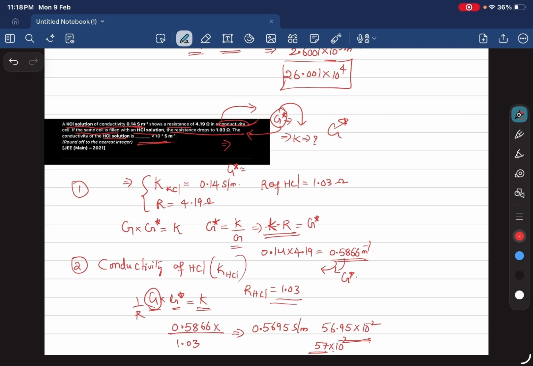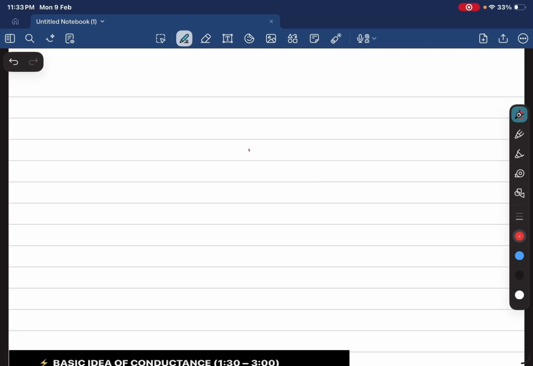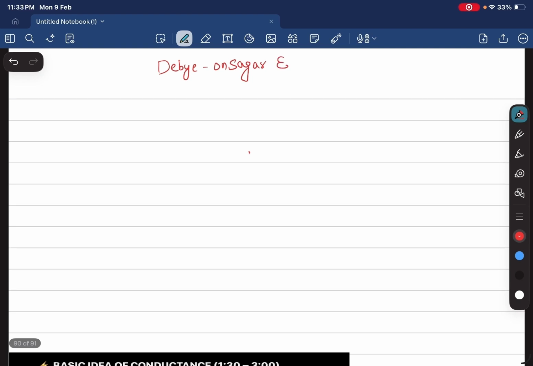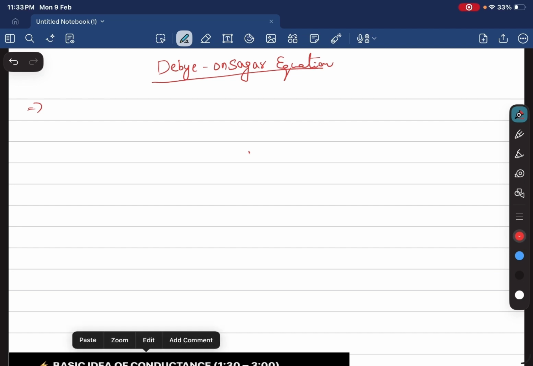Yes, students, we'll continue with the Debye-Onsager equation. Let's start the next topic, Debye-Onsager equation. Before going to this, we will discuss how concentration affects the molar conductivity.